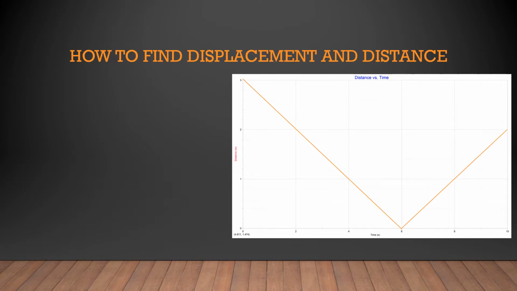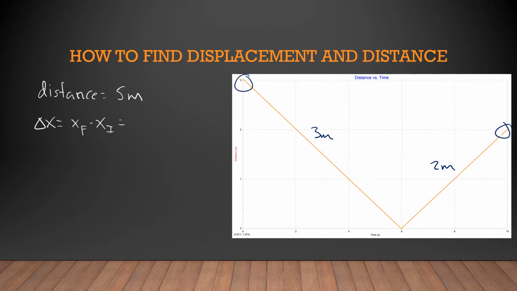Just again, really quick, displacement and distance for this graph. Distance will be the 3 meters for this first section plus the 2 meters for the next section, so a total distance of 5 meters. Our displacement for the entire motion is final minus initial position. We ended over here at 2 and we started at 3, so 2 meters minus 3 meters gives a displacement of negative 1 meter.